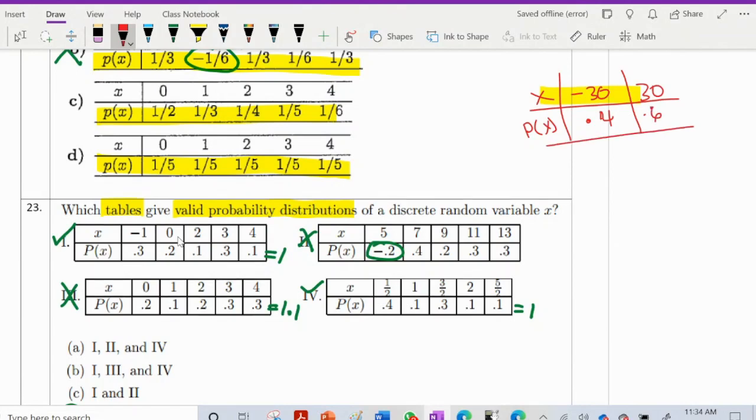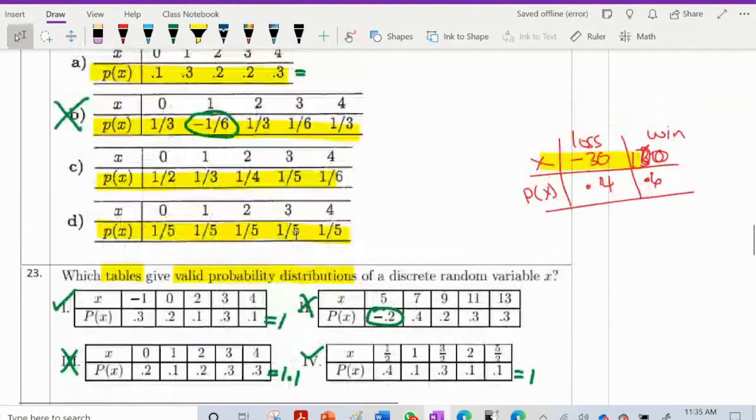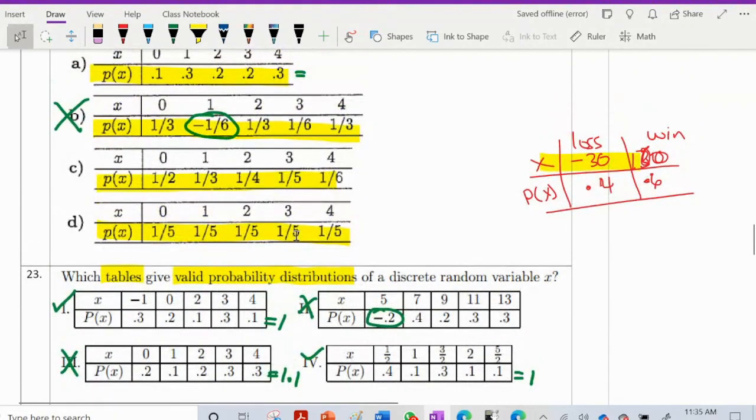I get it. So this may be a loss and this may be a win. Maybe let me make this a big number. Let's say you win $100. So your chance of winning is 0.6, but your chance of losing maybe is 0.4, something like that. So X can be negative. The probability distribution properties are only on the probability line, not on the X line.